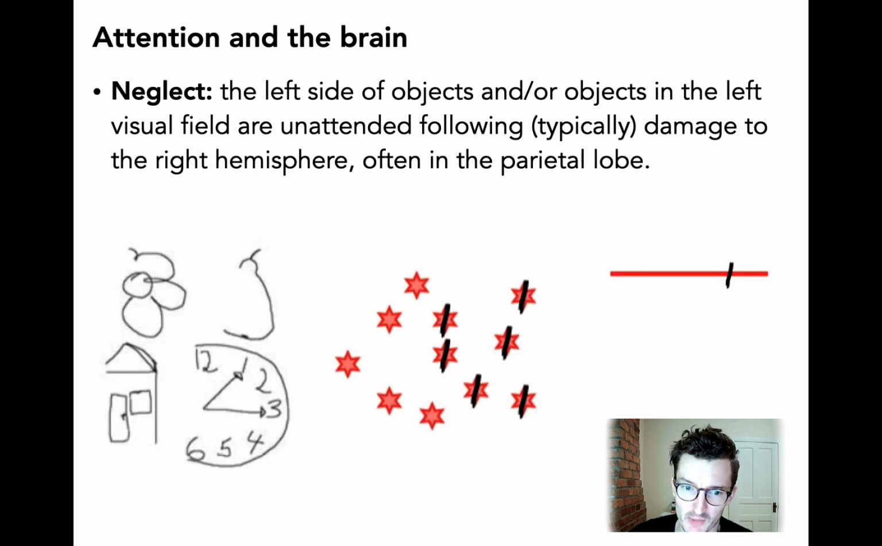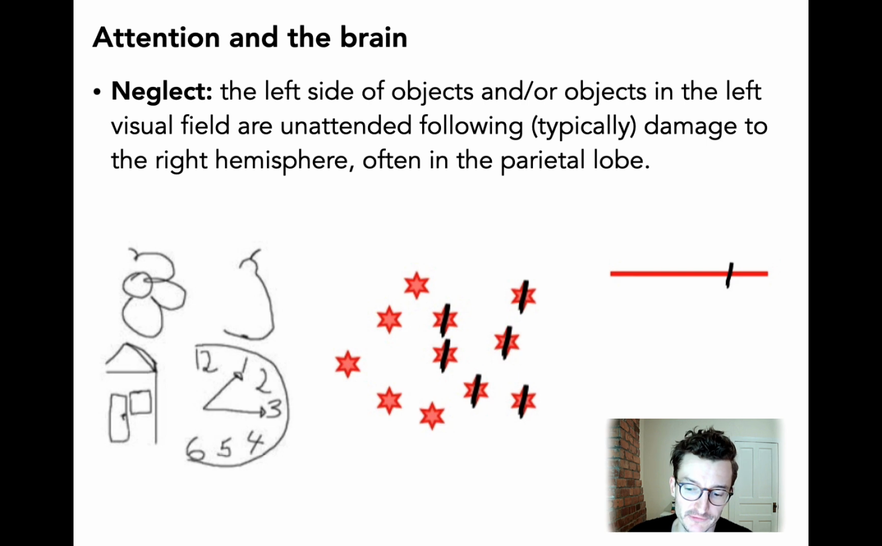So now we're going to change topics a little bit and talk about attention and the brain. What's the brain basis of attention? And so we can look at a group of patients who have a disorder known as neglect. And typically these patients have damage somewhere in the right hemisphere, often in the parietal lobe. And these patients can't attend to things in their left visual field. It's a very odd and strange disorder.